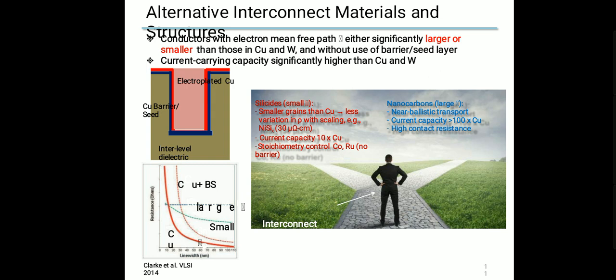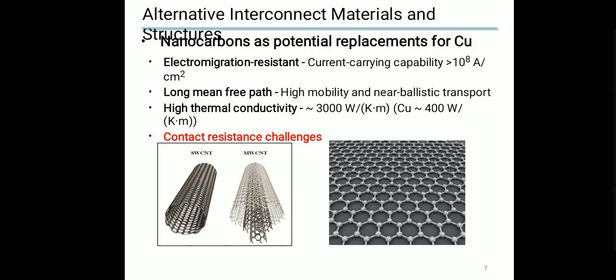Variation in rho with scaling. Example NiXix. So this is the wavelength, and current capacity is 10 times copper. So we can say it is less than the nanocarbon size, and stoichiometric control of cobalt and ruthenium. No barrier. There is no stoichiometric control in cobalt and ruthenium.